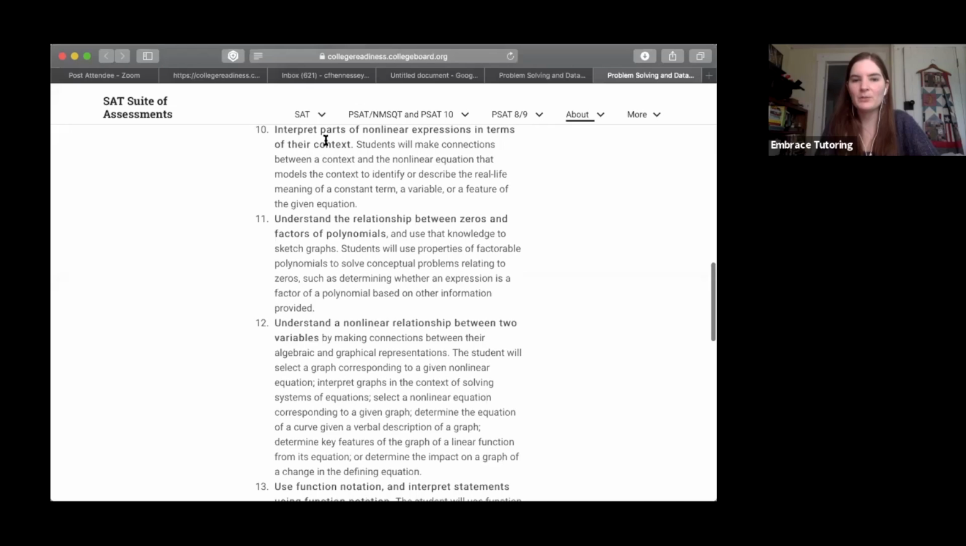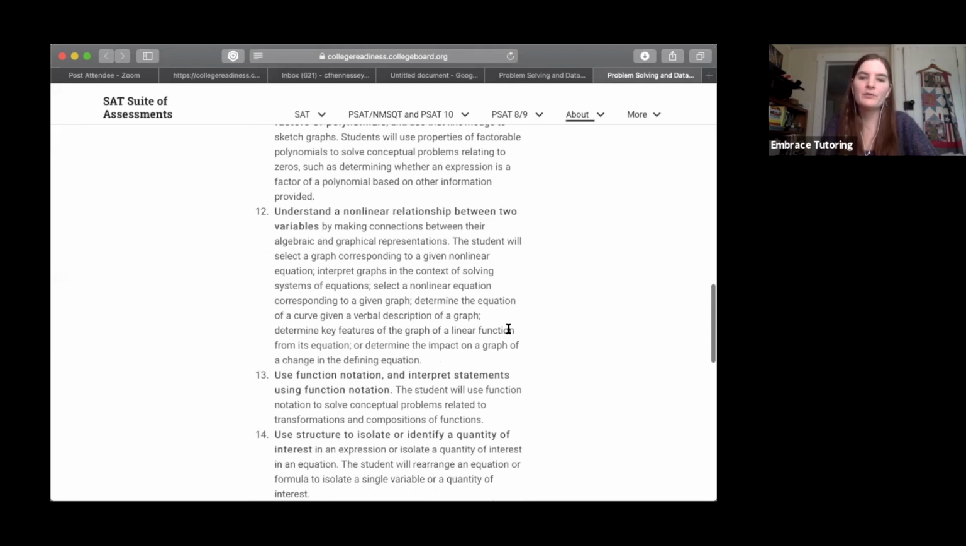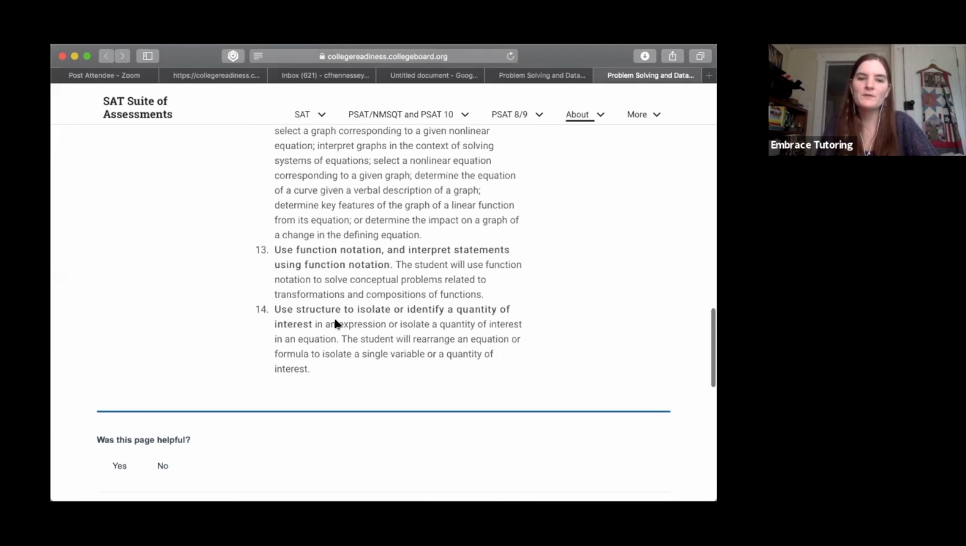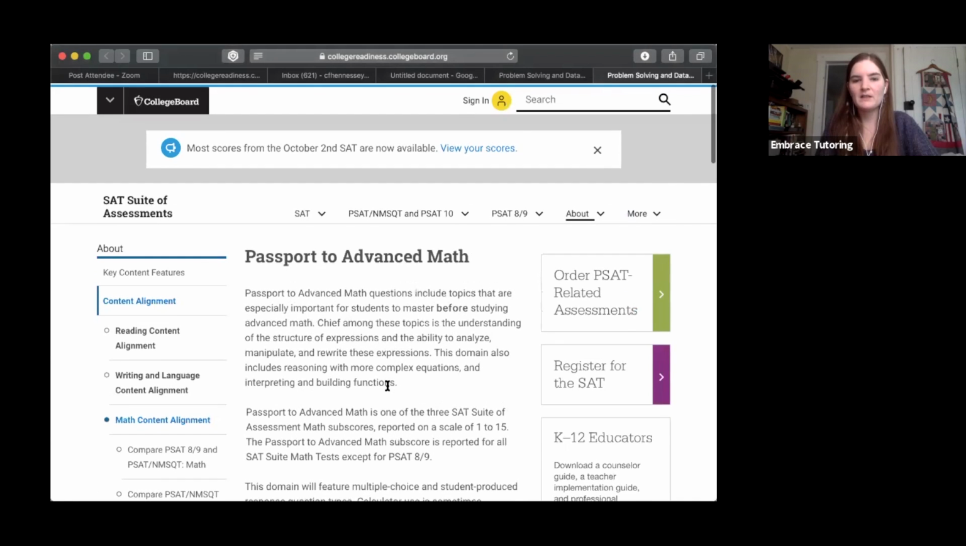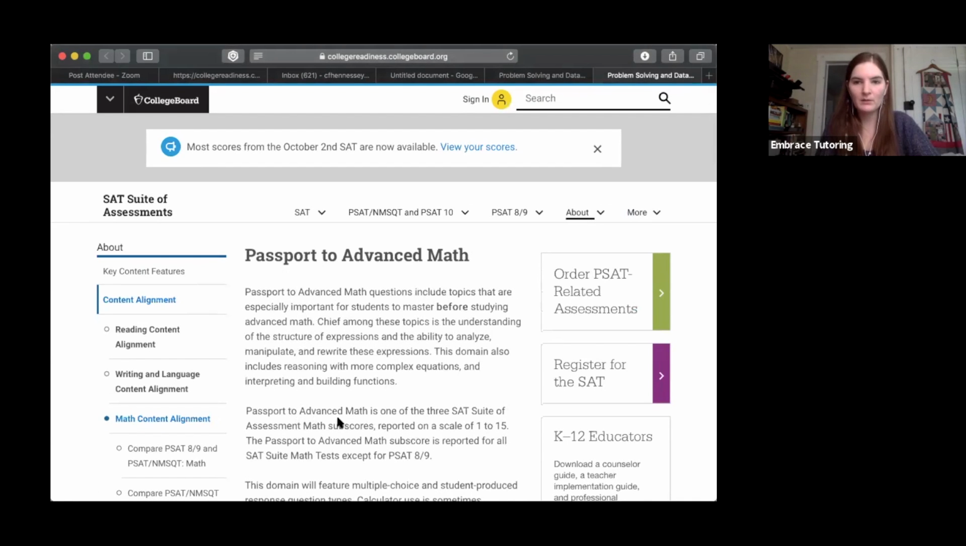Also doing things like interpreting parts of nonlinear expressions in terms of their context, the relationship between zeros and factors of polynomials, nonlinear relationships between two variables, function notation, interpreting statements using function notation, and structure to isolate or identify a quantity of interest. So there are lots of key concepts that we're going to continue talking about next time related to these math tests.